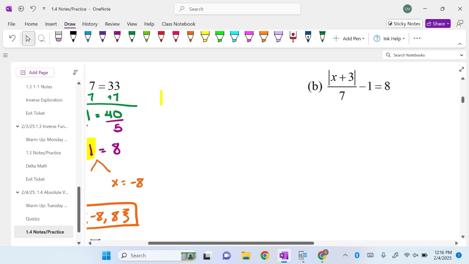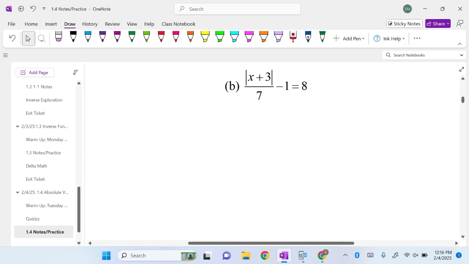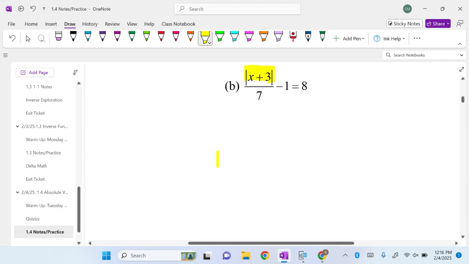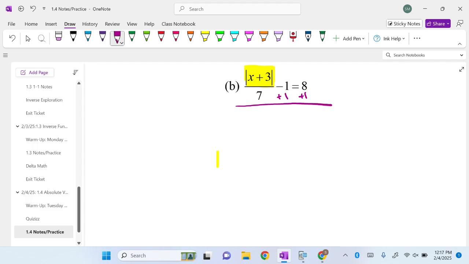So let's try another one, which is a little bit more complicated. Look at letter B. The absolute value symbol that we're trying to isolate is right here. We're trying to isolate that expression because it's within the absolute value symbol. So what's the first thing I need to move? We need to add the 1 to both sides. So this goes away. I get the absolute value of x plus 3 all over 7 is equal to 9.